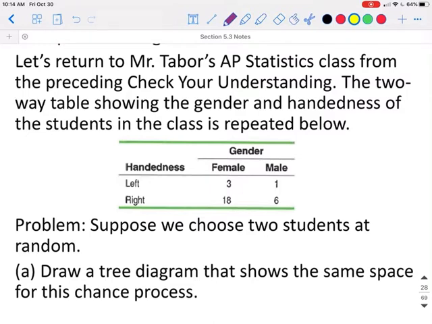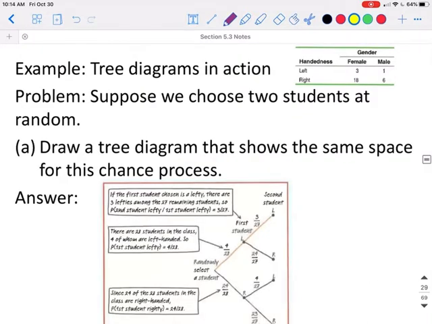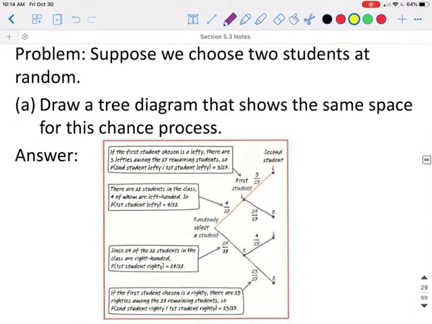So again, our student that is selected can either be left-handed or right-handed. The chance that they are left-handed is 4 out of 28, and the chance that they are right-handed is 24 out of 28. So we're randomly selecting that first student. If the first student we select is left-handed, the chance that the next student is left-handed is 3 out of 27, since there will only be 3 left-handed students left. If the first student is left-handed, the chance the second one is right-handed is 24 out of 27.